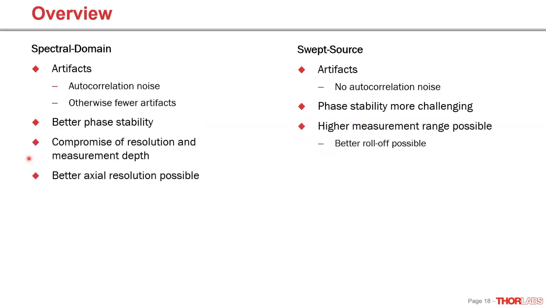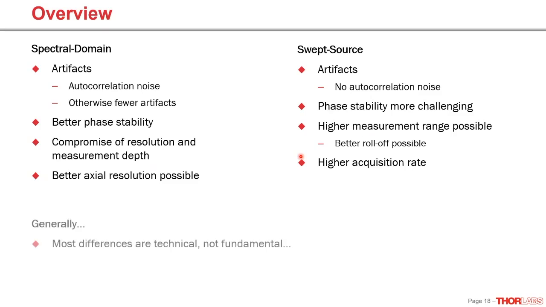For spectral domain, we always have this compromise of resolution and measurement depth, but that also allows us a better axial resolution, whereas for swept source, a higher measurement range is possible, and also better roll-off is possible, so it does not have to be there in principle. And for swept source, we also have higher acquisition rates, up to several hundreds of kilohertz or even megahertz rate.